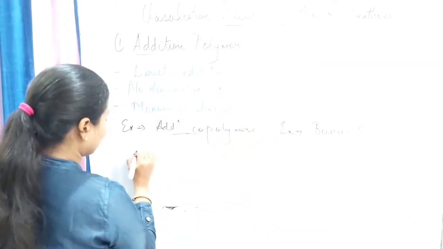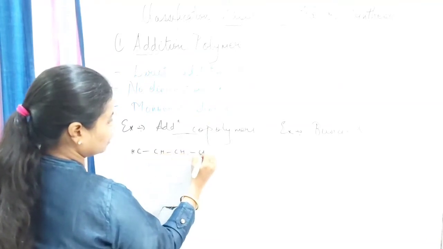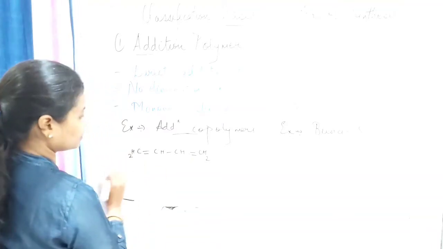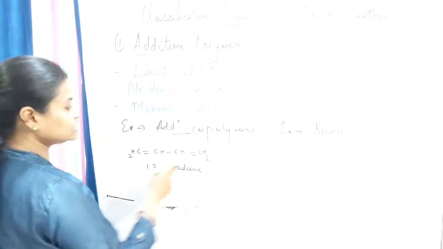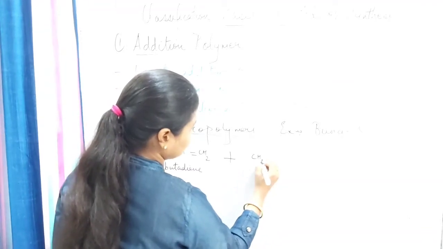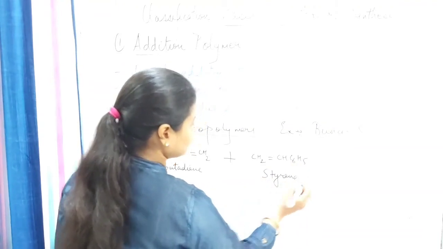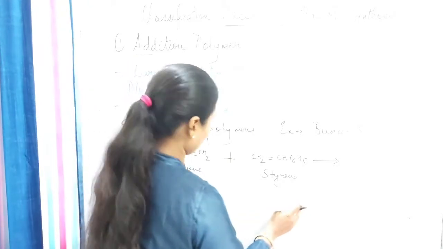Here Buna stands for 1,3-butadiene. This is the 1,3-butadiene structure. S stands for styrene. Styrene is this. So these are the two monomeric units of Buna S. Now let us see how it polymerizes and what structure is forming. I am drawing the structure here.